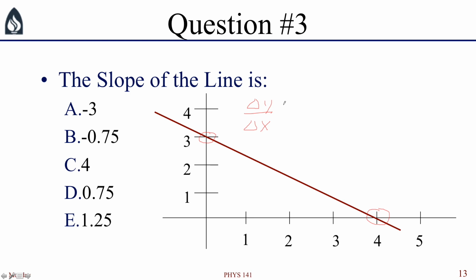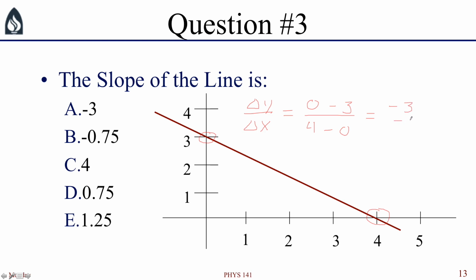So if I use those as my two points, then the change in y will be this final point, and this final point has a y value of 0, minus the y value of my initial point, which is 3. And then the change in x, well, my final point is at x equals 4, and the initial point was at x equals 0. So what this is saying is that as I move from left to right, the line goes down in the y direction 3 units, and it goes across in the x direction 4 units.